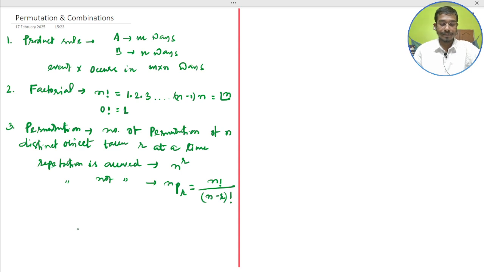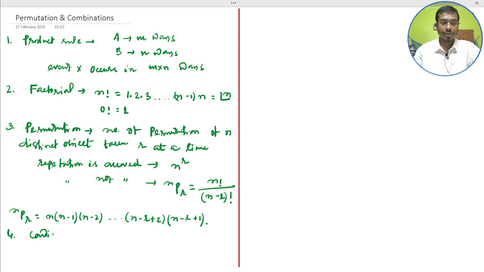And nPr is also equal to n into n minus 1, n minus 2, up to n minus r plus 2 into n minus r plus 1. Now the conditional permutation.